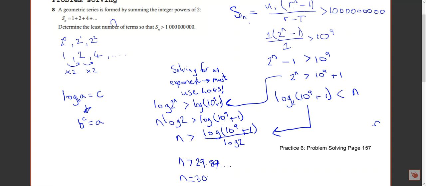Now, the good thing about this is you can check. You can take your 30, and if you put it back into your formula up here, with 2 to the power of 30 take away 1, you will get a value bigger than 10 billion. Okay, all good?